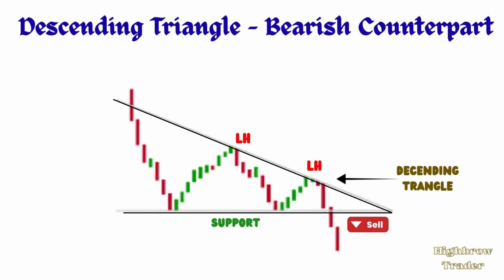The descending triangle forms when price keeps hitting the same support level, but the highs get lower each time. This shows sellers are getting stronger, while buyers are slowly backing off. When that support finally gives way, the move down often picks up speed. Watch how this descending triangle led to a clean breakdown.